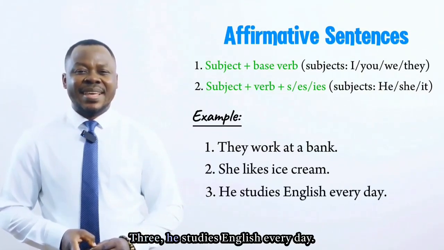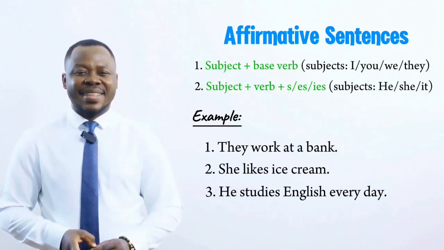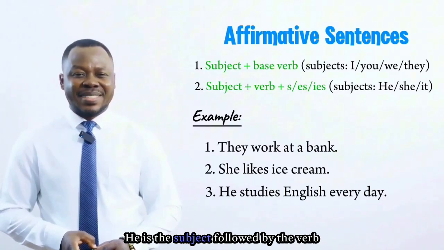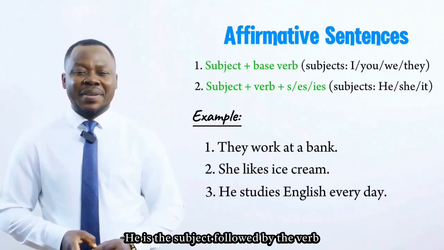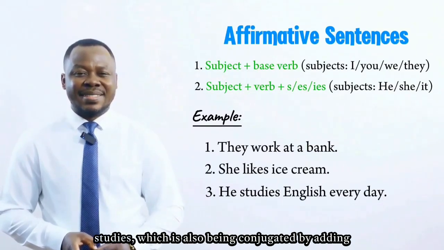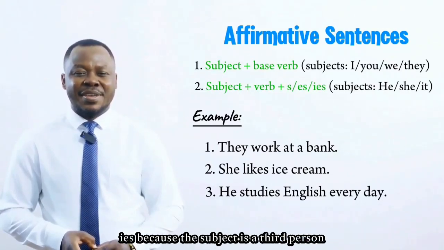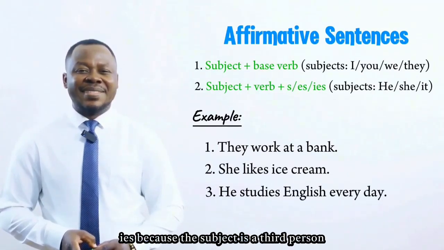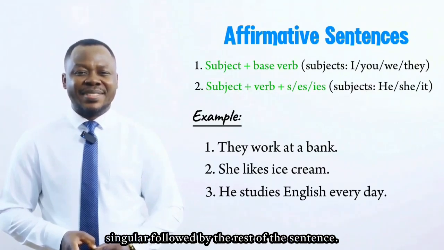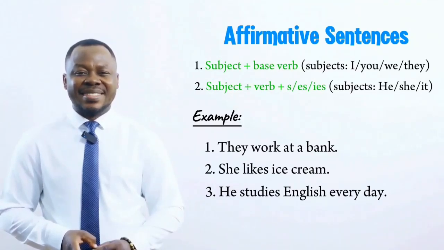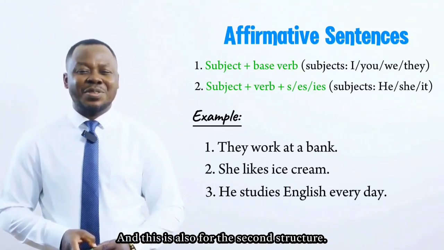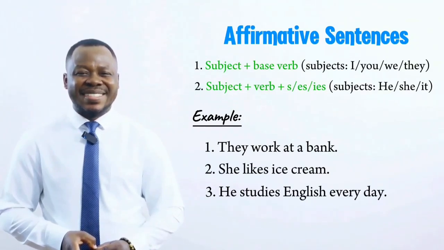3. He studies English every day. He is the subject, followed by the verb studies, which is also being conjugated by adding ies, because the subject is a third person singular, followed by the rest of the sentence. And this is also for the second structure.